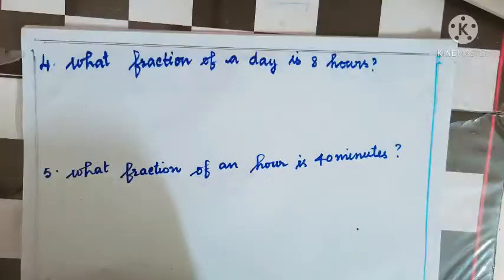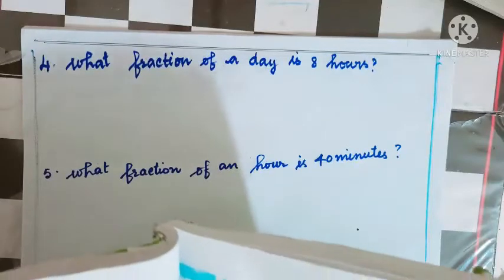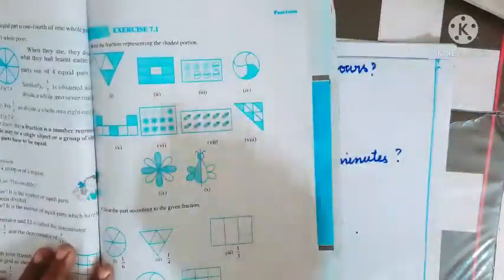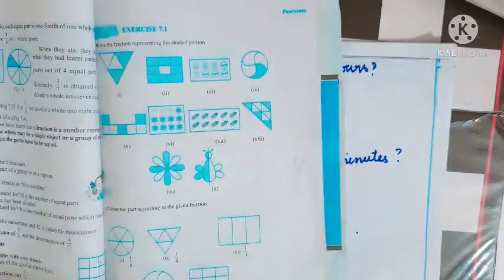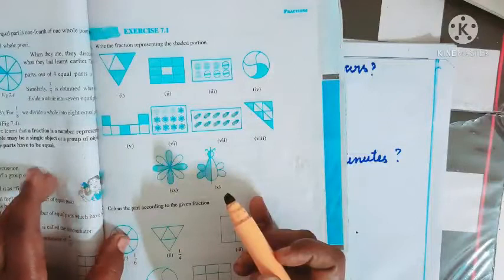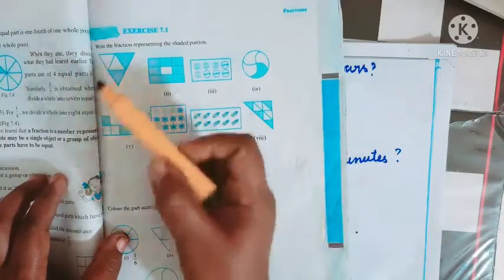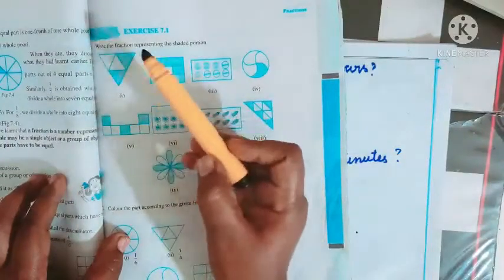Okay, now you can take your book, page number 135. So here we are going to complete it in the book itself. It's a book activity. So please take it. Write the fraction representing the shaded portion. Okay. See here they are asking to write the fraction.